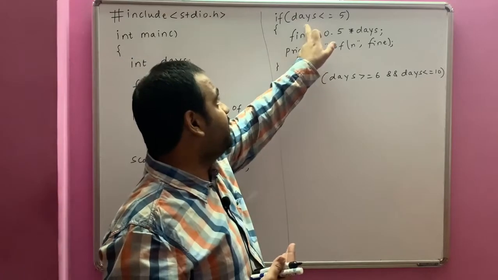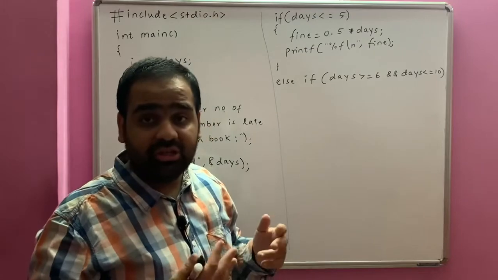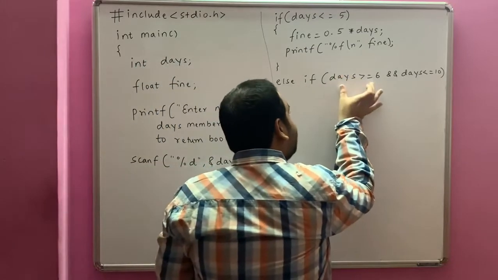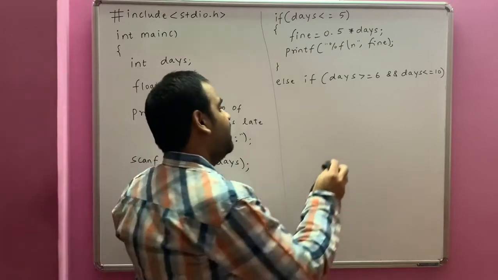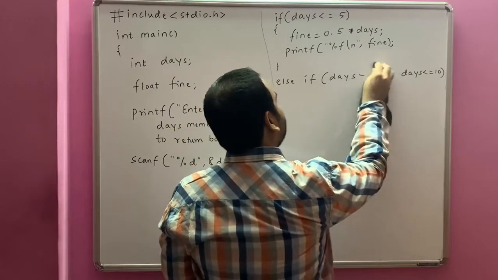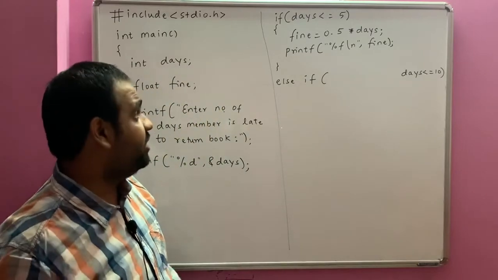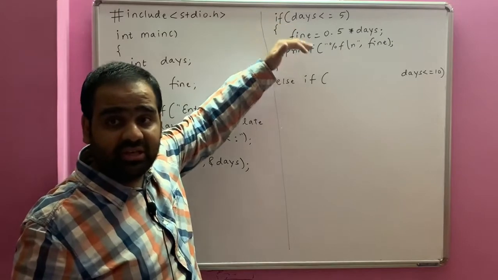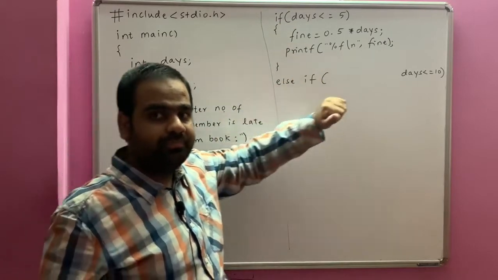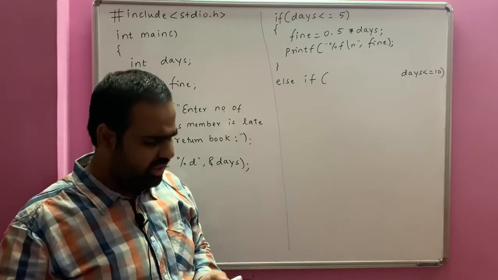Now let's say 6 less than or equal to 5 is false. 6 greater than or equal to 6 is true. That means this condition is being implicitly checked over here. Hence, I need not check this condition. Now, if I don't check this condition, it will still work. Let's say 7. 7 less than or equal to 5 is false. Since the first condition is false, come to the second condition. 7 less than or equal to 10. Yes, 7 is less than or equal to 10.